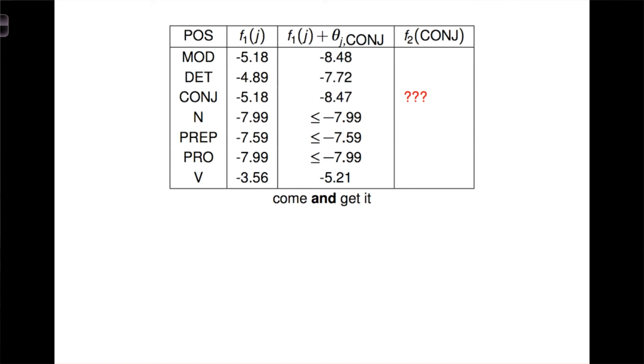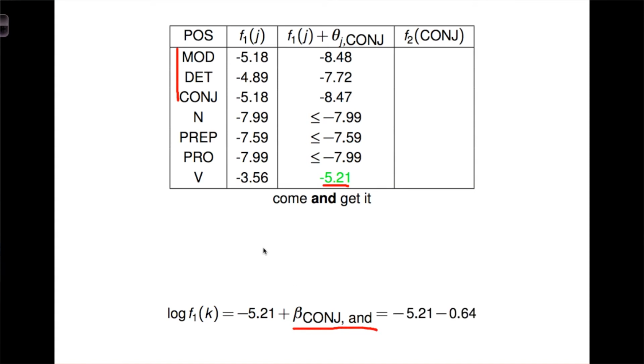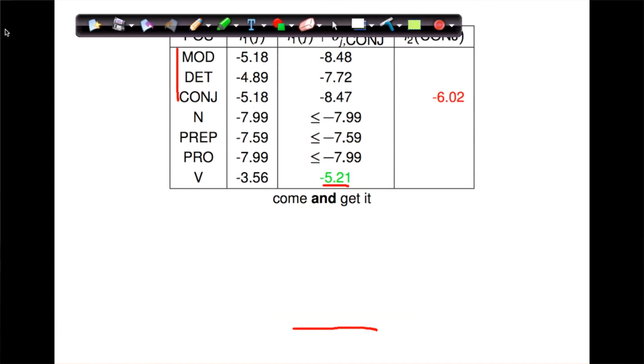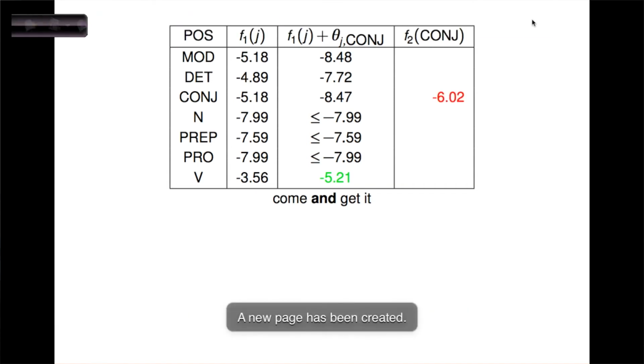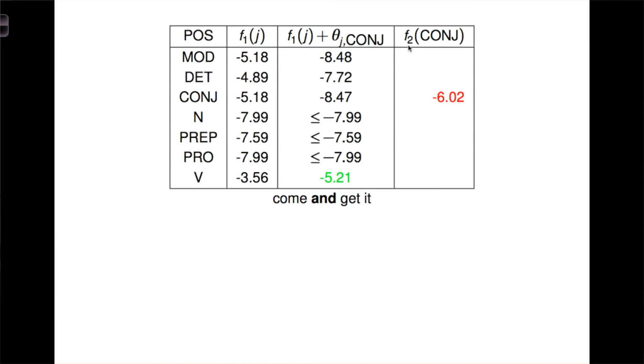And then we do the same thing for going from a modifier to a conjunction, a determiner to a conjunction, and a conjunction to a conjunction. So these first three cases here. The best score that we get is negative 5.21. Then we look at what is the score for outputting and as a conjunction. And that's minus 0.64. And so we get a total score of negative 6.02 for the best way that we can label the second word in the sentence ending in conjunction as a tag.